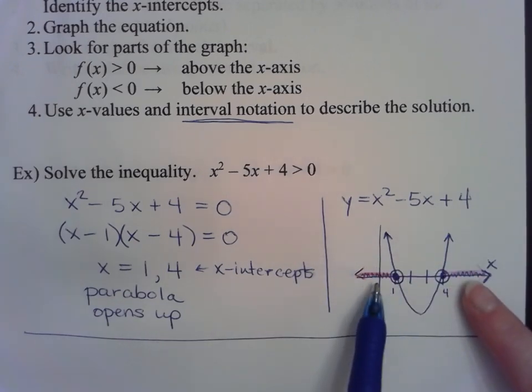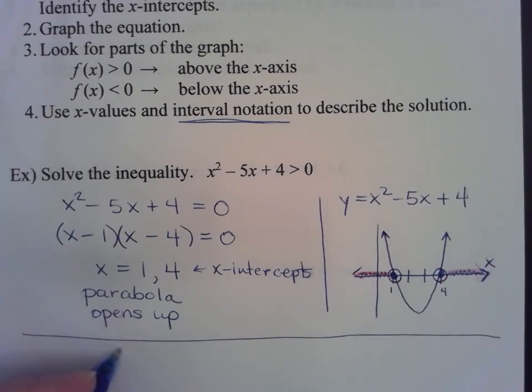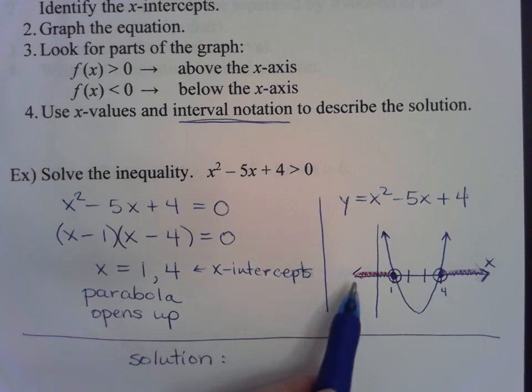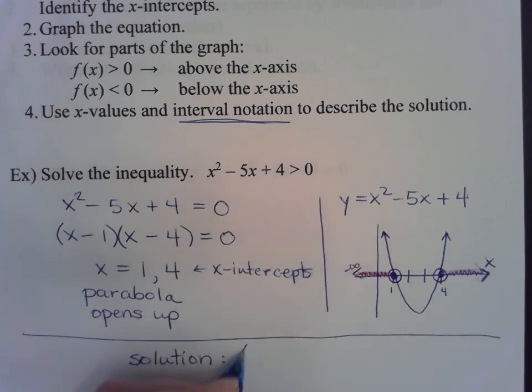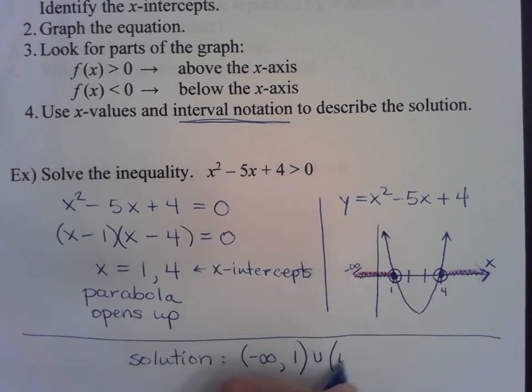So all of these x values on the ends will make the two parts of the graph that extend above the x-axis. So my solution is going to be the x values from -infinity up to 1. We do not have the equals bar, so it is not including 1, so round parentheses. And then skip the middle, because that's below. And then from 4, same thing here, no equals bar, so round parentheses up to positive infinity. This is my final answer.